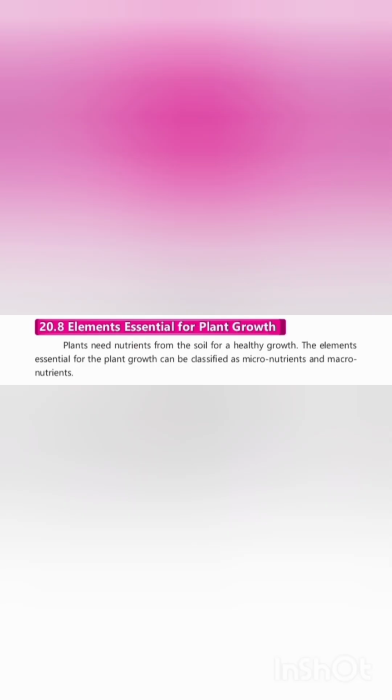Now come to the second topic, which is elements essential for plant growth. Plants require vital chemical nutrients absorbed directly from soil to sustain healthy biological growth. These essential elements are classified into two categories based on the quantities the plants need.